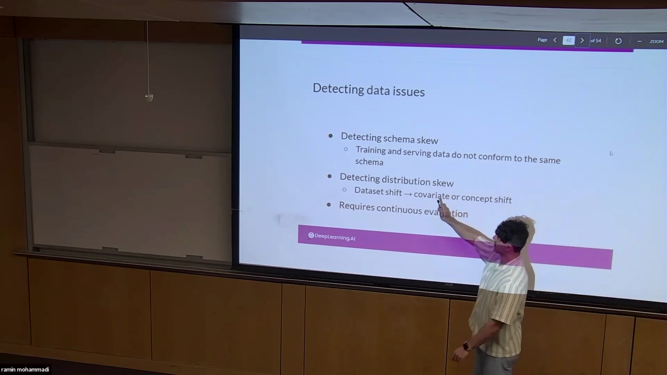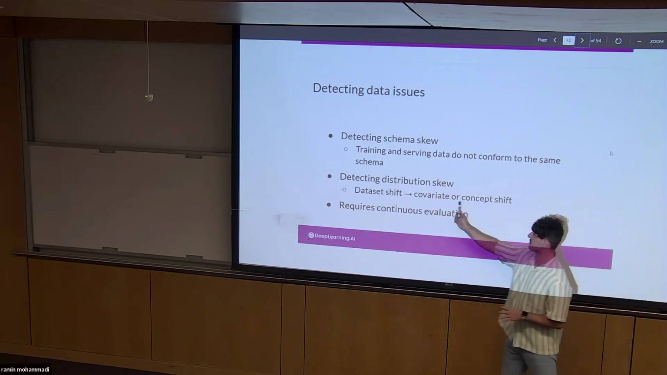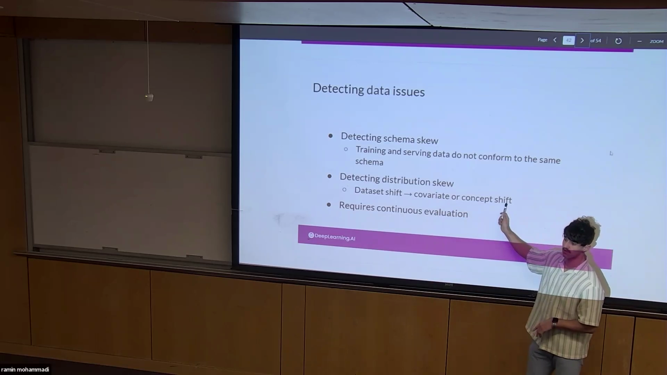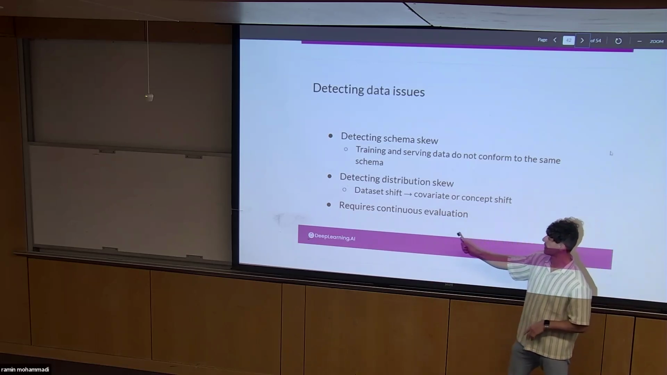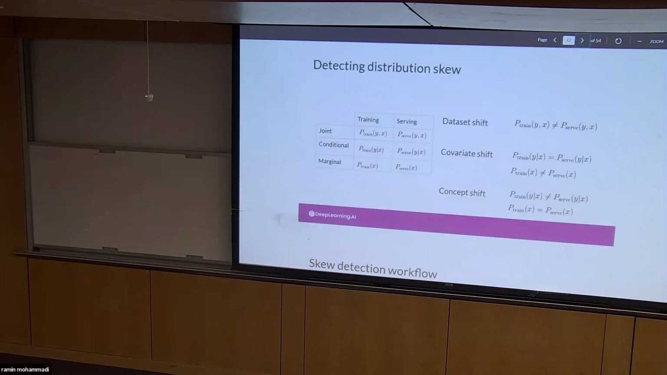Then you have distribution skew, and the distribution skew could be defined as covariate or concept shift. We're going to break that down further, and we have a good table for that. So distribution skew, and you can basically look at it this way.